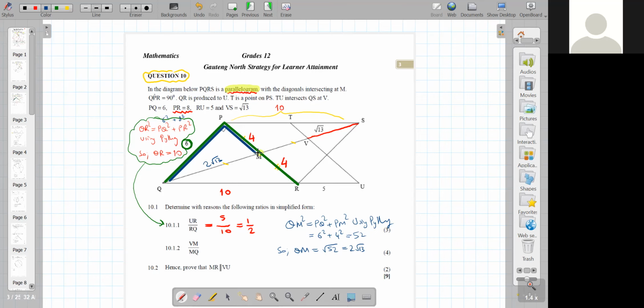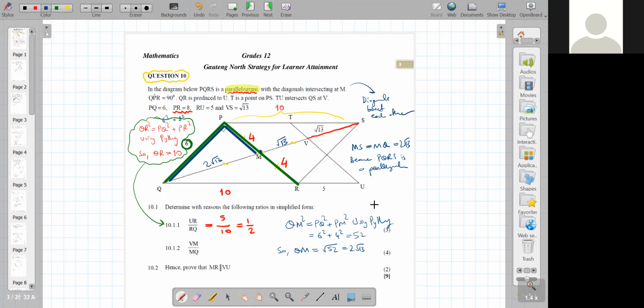Now, what we know is diagonals bisect each other. That's why I can actually say MS is 2 root 13 as well. Now, because VS is already root 13, so it must be root 13 and root 13. Why? Because I know MS is equal to MQ. They both are equal to 2 root 13 because of parallelogram. The reason you can say is PQRS is a parallelogram. Okay, parallelogram. Diagonals bisect each other. You can just say diagonals in a parallelogram bisect each other.